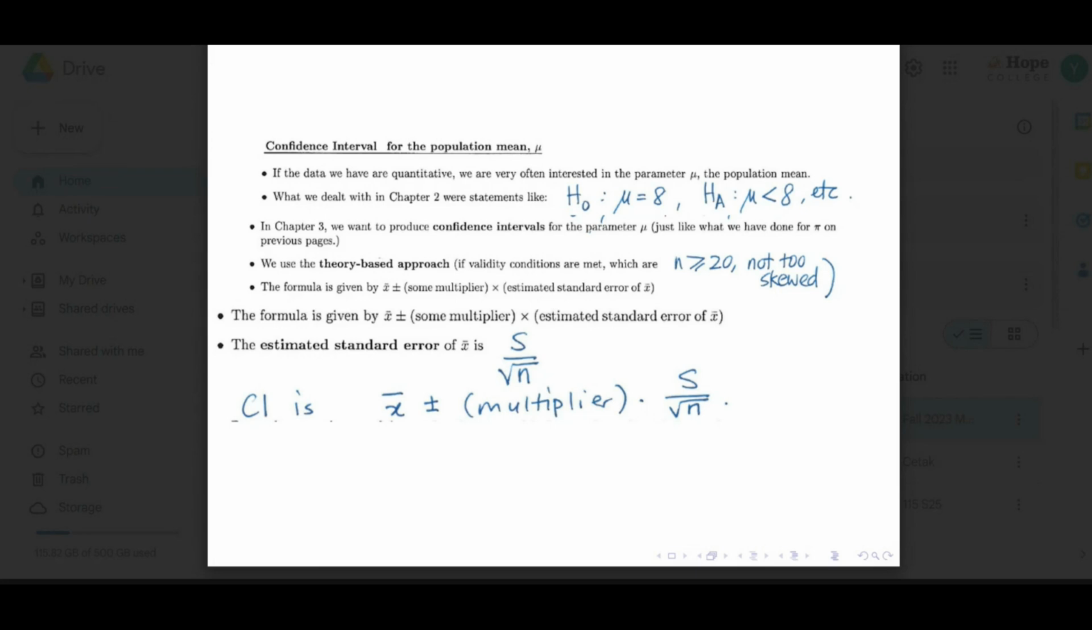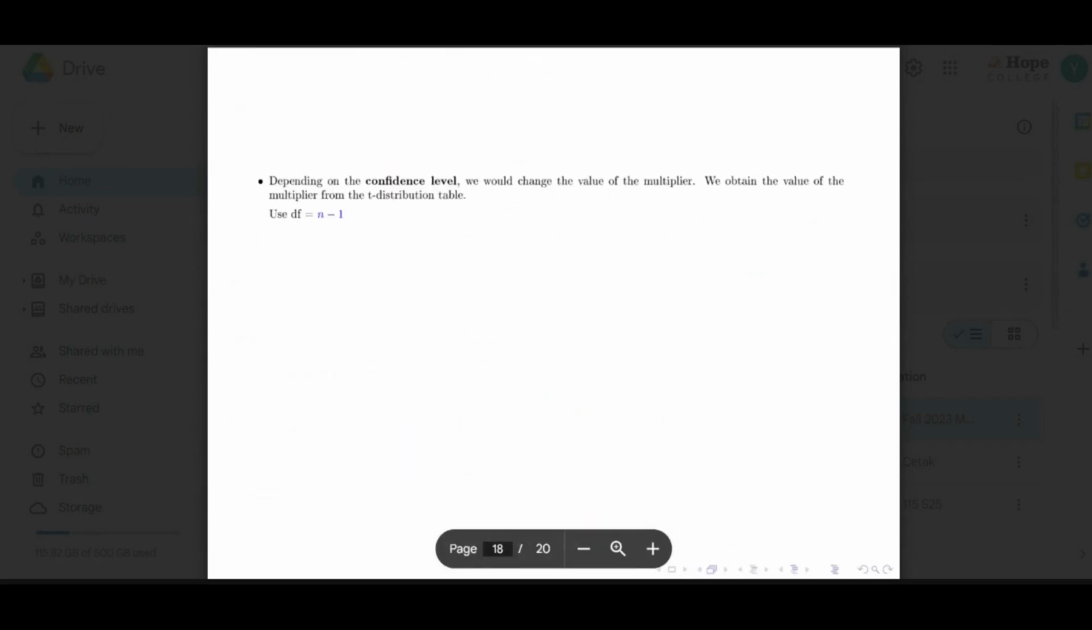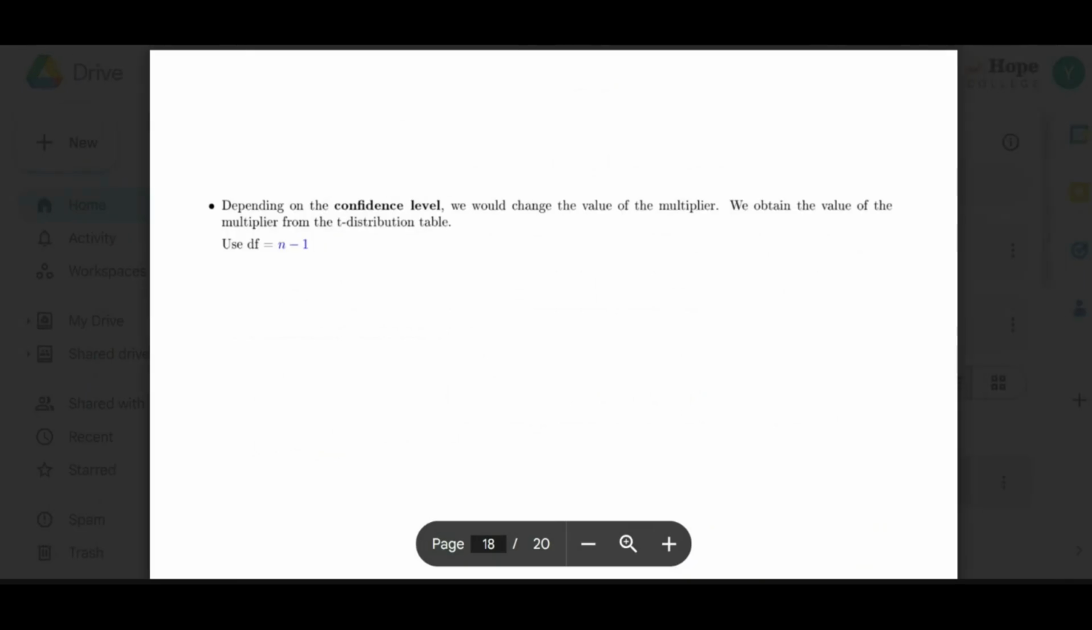Yes. So let's complete our notes. Depending on the confidence level, we would change the value of the multiplier. And we obtain the multiplier from the T table. You use n minus 1. And all the old rules apply. If any particular DF is not available, you round down. Same rule.